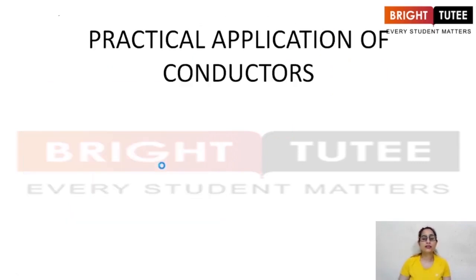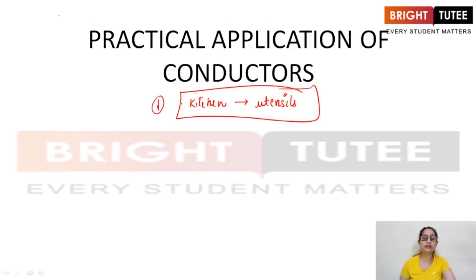Now practical applications of conductors. What are the practical applications of conductors? We have to study the practical applications of conductors. First of all, heat conductors are utilized in kitchen as utensils. Right? We need heat conductors for utensils, and there are many experiments for which we require heat conductors which allow heat to travel through them. There are many experiments in which we require conductors, and there are many in which we require insulators as well. But majorly, conductors are utilized in kitchen.